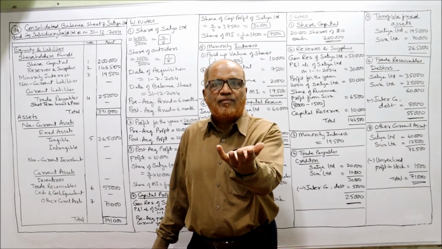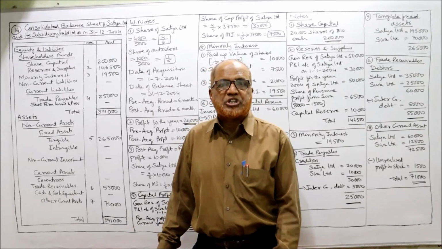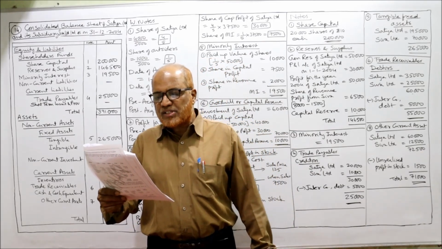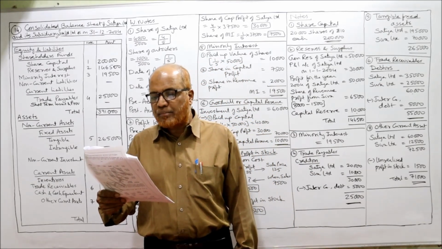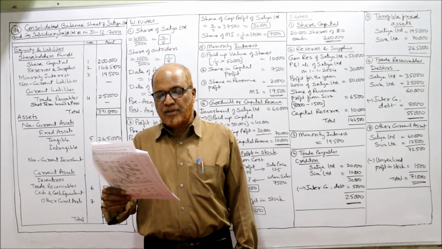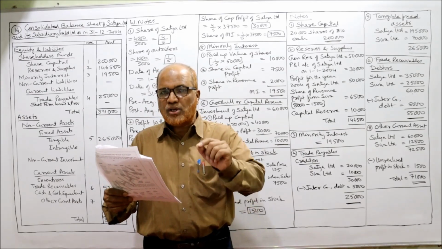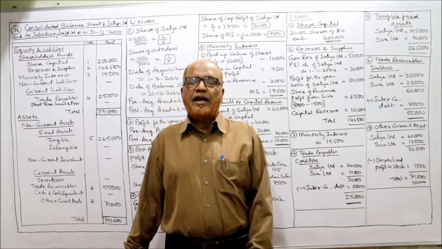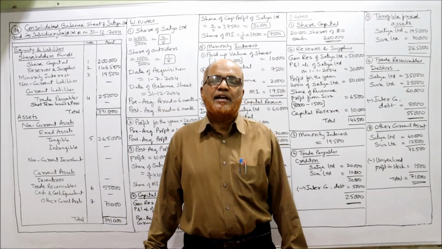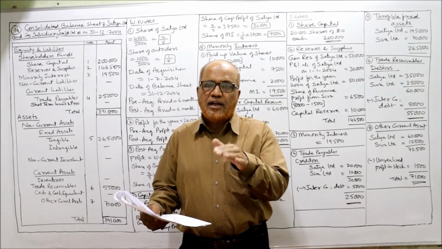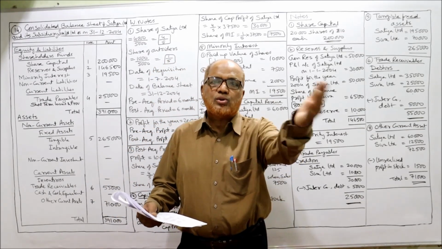In this 7,500, how much is unrealized profit? That we have to calculate in working notes. Then, creditors of Siva Limited include 5,000 due to Satya Limited. This is an intercompany transaction, intercompany debt.